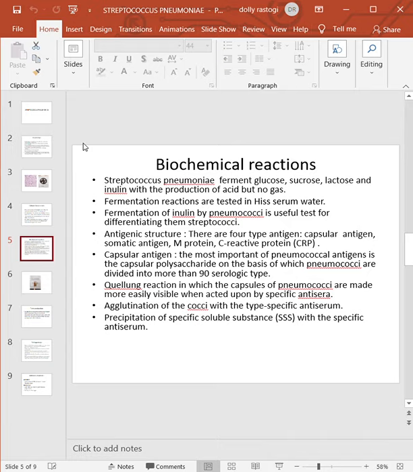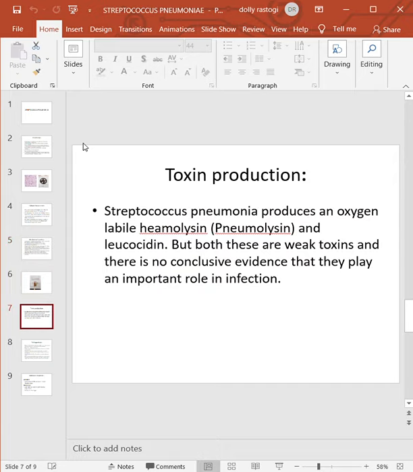They are bile soluble and are catalase and oxidase negative. They are delicate organisms and are readily destroyed by heat and antiseptics.